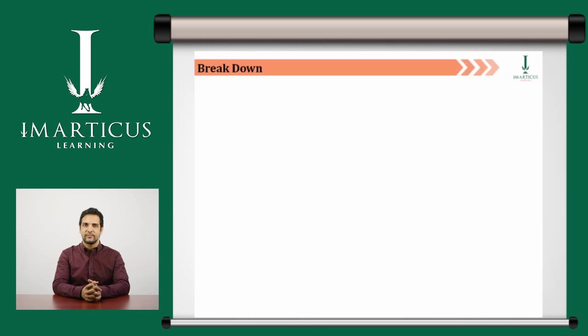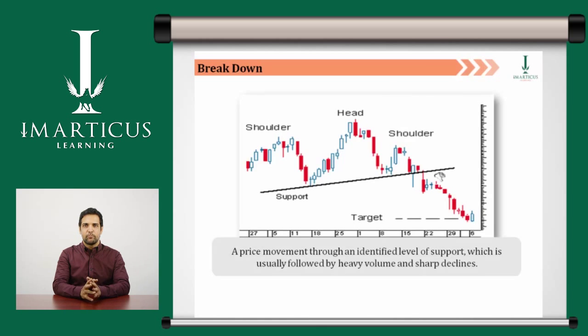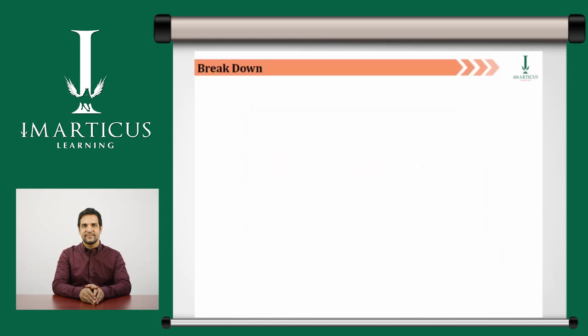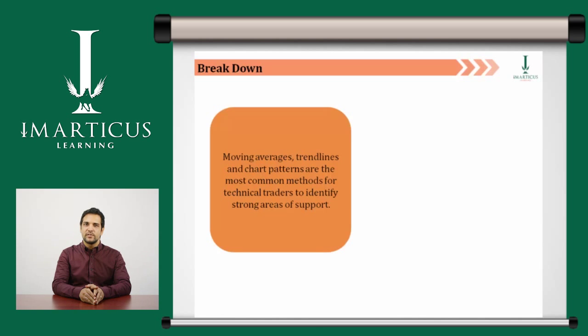Coming on to breakdown. Breakdown is a price movement through an identified level of support, which is usually followed by heavy volumes and sharp declines. Technical tools such as moving averages, trend lines, and chart patterns are the most common method for technical traders to identify strong areas of support.